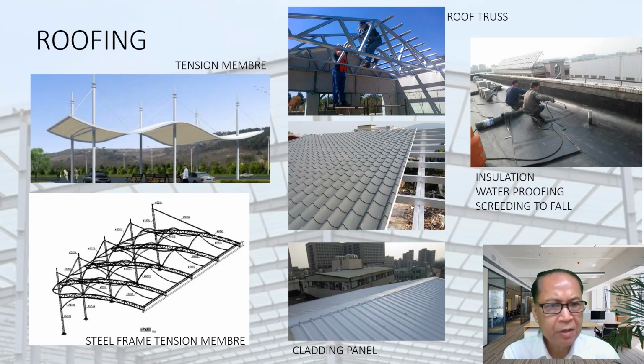For concrete building, the roof, we need to do the insulation. Insulation, which is polystyrene, expanded polystyrene for heat insulation. And we need to do the waterproofing. The proofing, we use felt, bituminous. And we use screeding to fall. This is to fall the water.